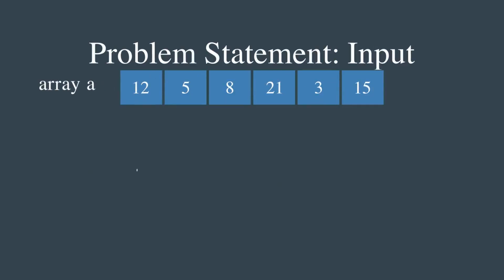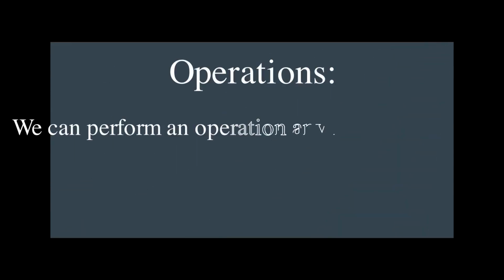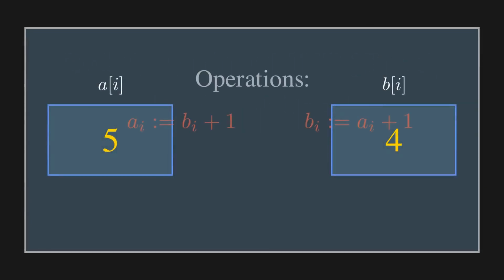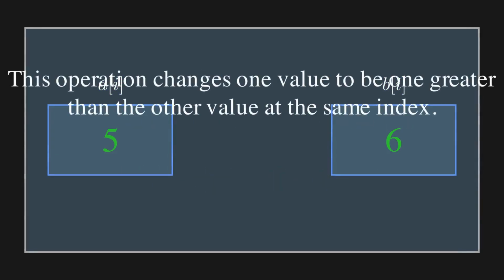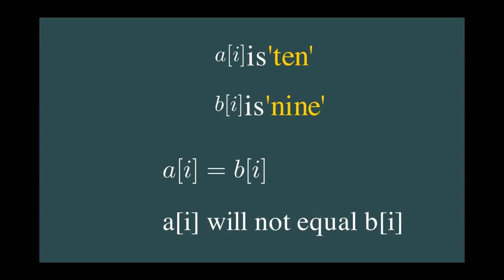We are given two integer arrays, A and B, each of length n. Operations. We can perform an operation any number of times. Choose an index i from 1 to n-1, and set a_i to b_i plus 1, or set b_i to a_i plus 1. Notice, this operation changes one value to be 1 greater than the other value at the same index. So, after an operation, a_i and b_i will always differ by exactly 1. They will not be equal.